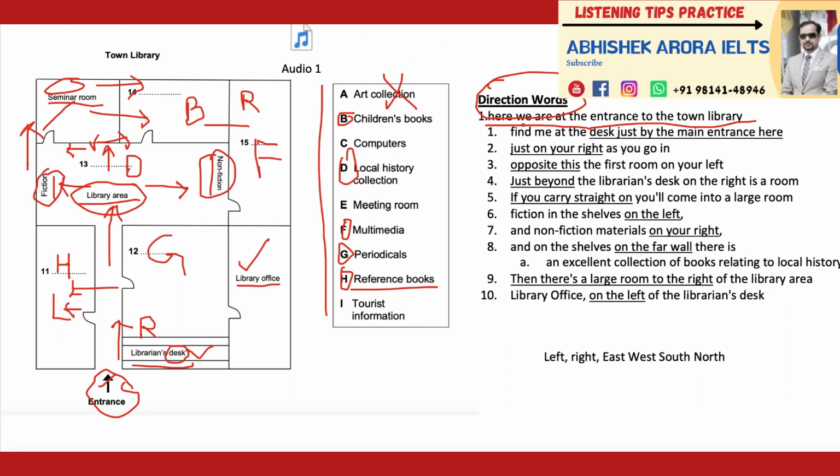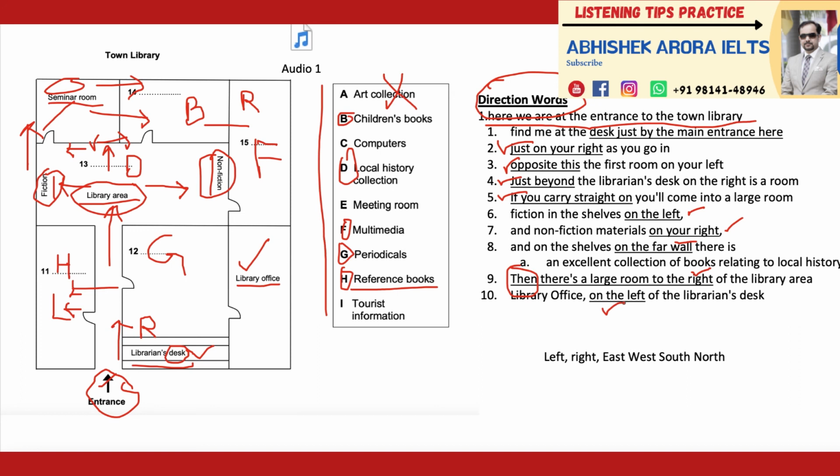Now let's look at these words, you see, which I had already highlighted for you. It was just on your right. Fine. Opposite this, just beyond. If you carry straight, fiction is on the left. Right, non-fiction is on the right, and on the far wall, then there is a large room, like this word then, and then to the right of the library area, then on the left. So this test had all directions in terms of right, left, and next to.